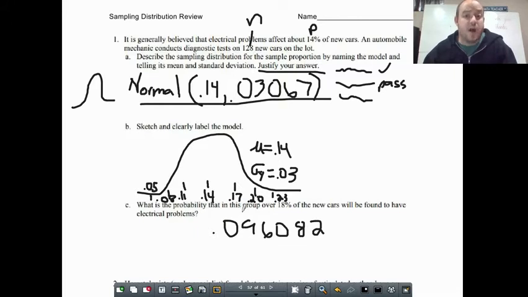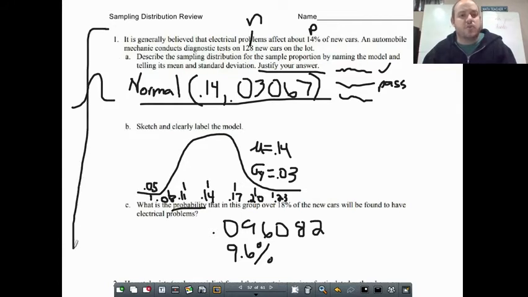So it says, what's the probability that over 18% of the new cars, it would be a 9.6% chance of happening. Now, you could make this a 9.6%. Or since in this case it doesn't clarify that it's percent, it just says the probability, you could leave it as that original decimal form. So that would be all of question 1. This would give you full credit for it.